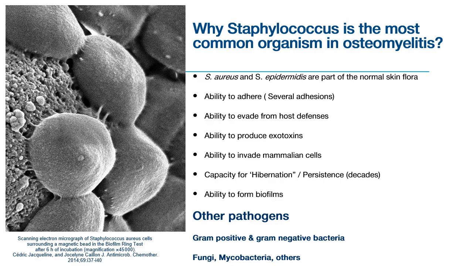The attributes of Staphylococcus that make it the most common organism in osteomyelitis are listed on this slide. Staph aureus and Staph epidermidis are part of the normal skin flora, so they are available everywhere. They have the ability to adhere and they have several adhesions. They have the ability to evade host defenses and the ability to produce exotoxins and ability to invade mammalian cells. And they have the capacity for hibernation and they can persist for decades. And they also produce biofilms.